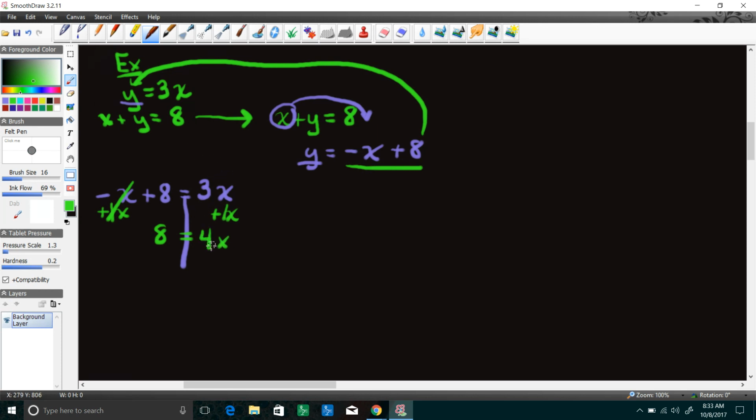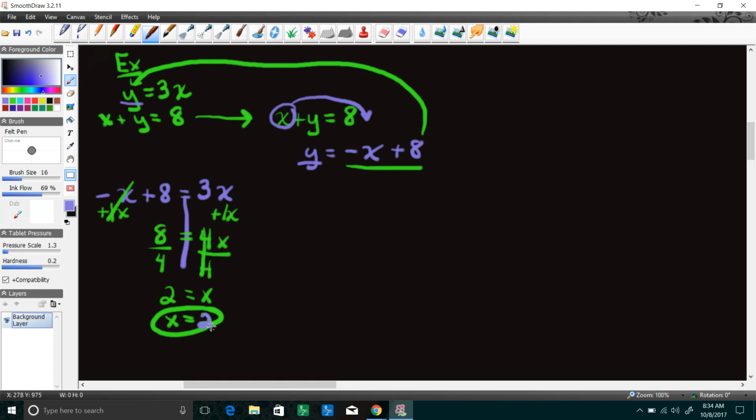Since I'm solving for x, I divide by 4 both sides. That'll become 1, so I can cross it out. And therefore, x is just going to be equal to 2. Now, of course, usually you write it the other way, but you can if you want. So x equals 2. Okay? And there is my first answer.